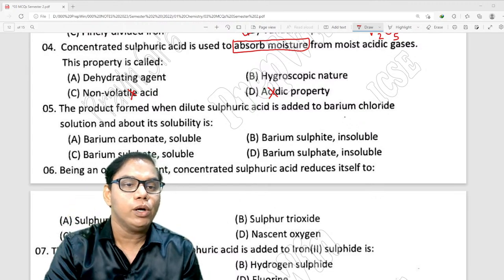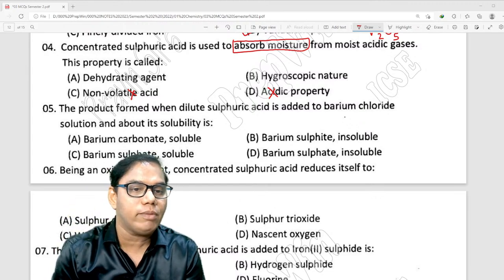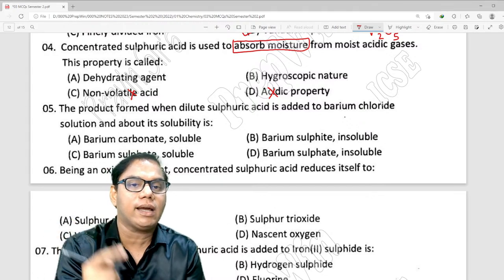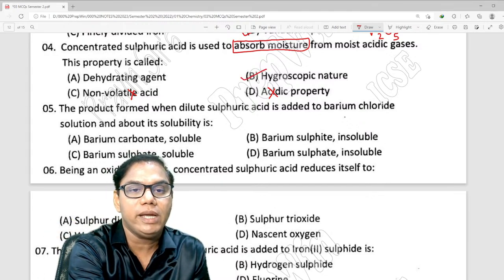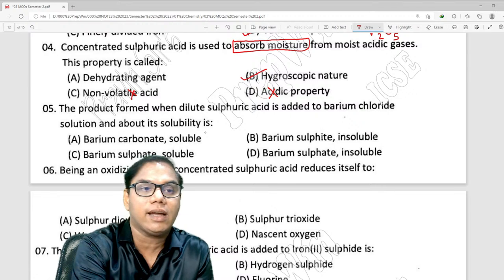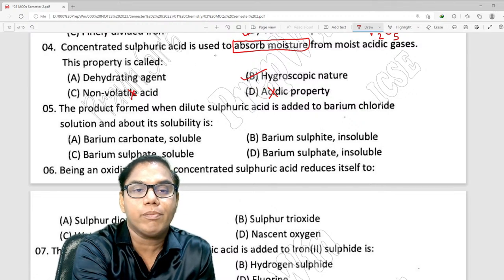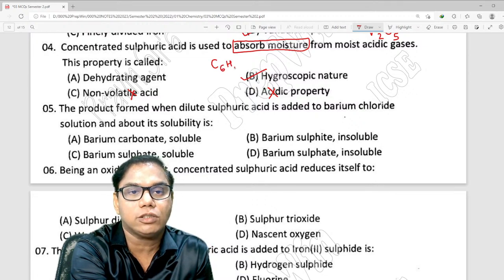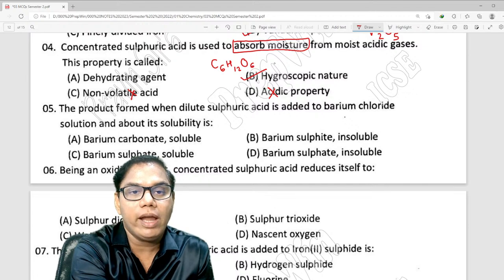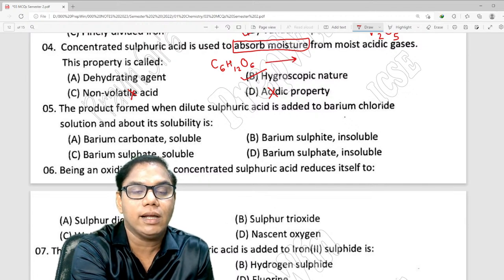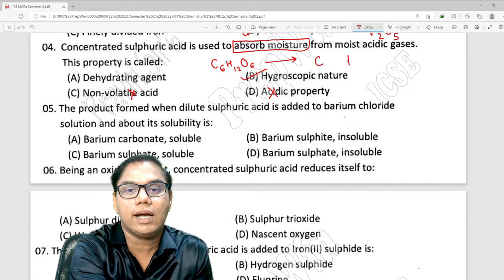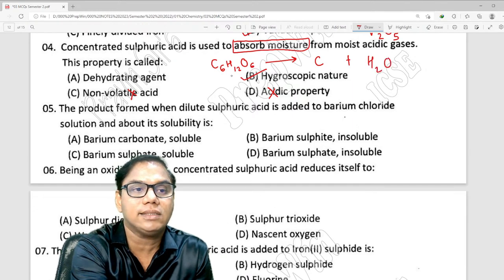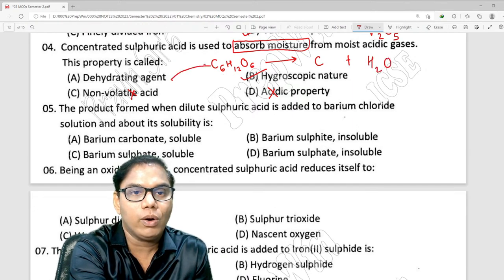Between 11 to 12:30, we will not make a single mistake. Whatever mistakes you have to make, make them today. The correct answer is B. Sir, how? What is the dehydrating property? Dehydrating property is like glucose, C6H12O6. When you use sulfuric acid, the formula itself changes. That is the dehydrating property.